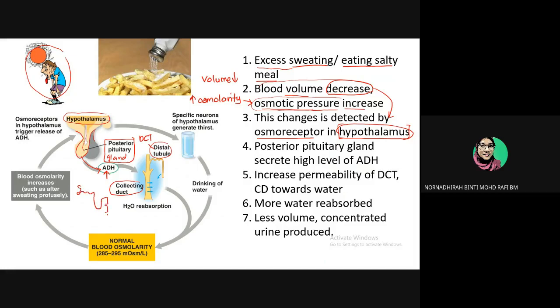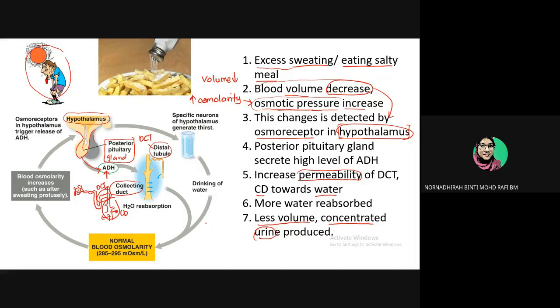Okay, so ni contoh dia. Kat mana dia act on? Di sini dekat DCT and also dekat collecting duct. What is the effect of ADH on these two structure? The first one is it will increase the permeability of DCT and collecting duct towards water. Increase permeability, so more water can be reabsorbed keluar daripada nephron. So the urine produced is less, and concentrated.